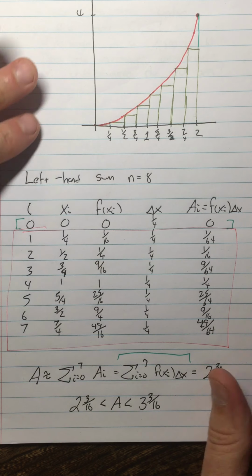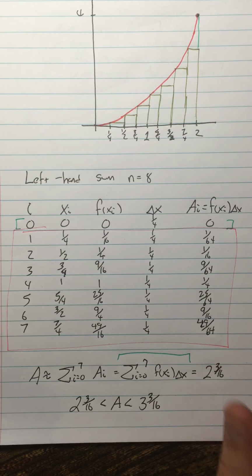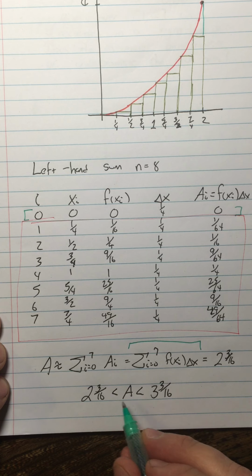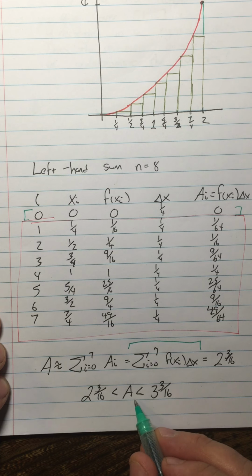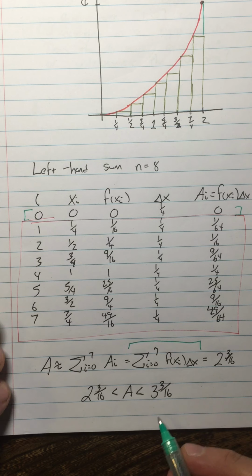So for this function, because it's an increasing function, the left-hand sum is an underestimate, and the right-hand sum is an overestimate. And I know the area I'm looking for is between 2 3/16 and 3 3/16.